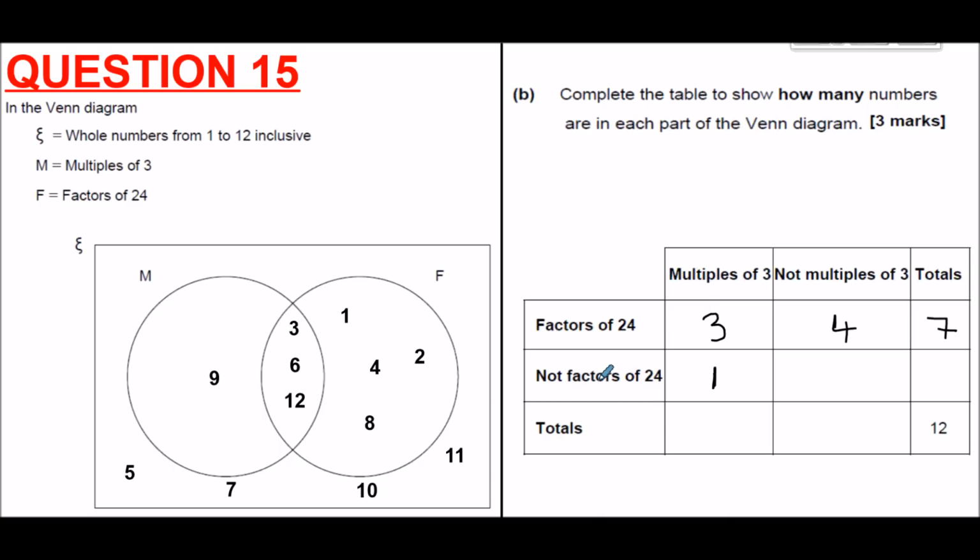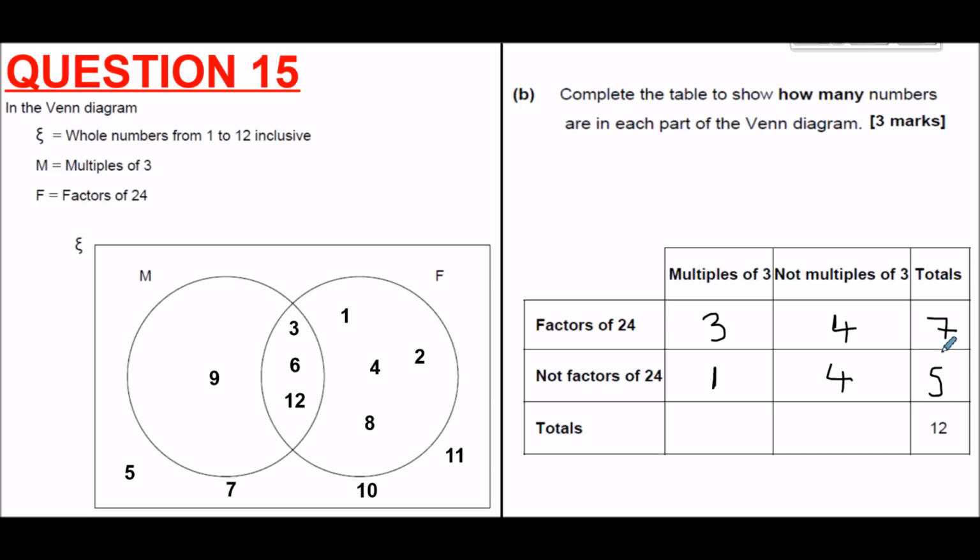For numbers that aren't factors of 24 and aren't multiples of 3 either, the ones that don't belong in either circle, are these 4 values on the outside, 5, 7, 10, 11. So there's 4 numbers on the outside. That gives us a total for this row of 1 plus 4, which equals 5.